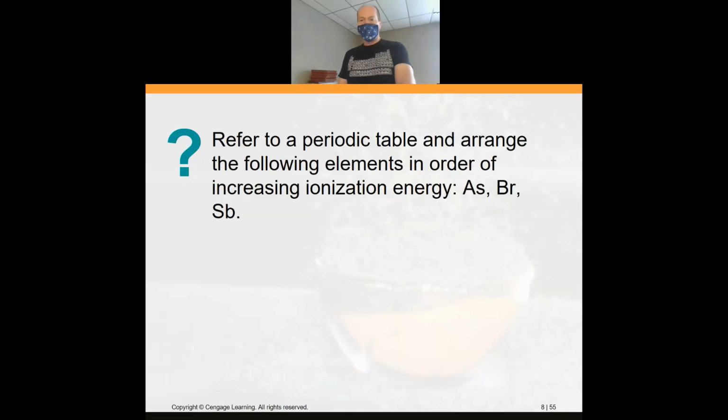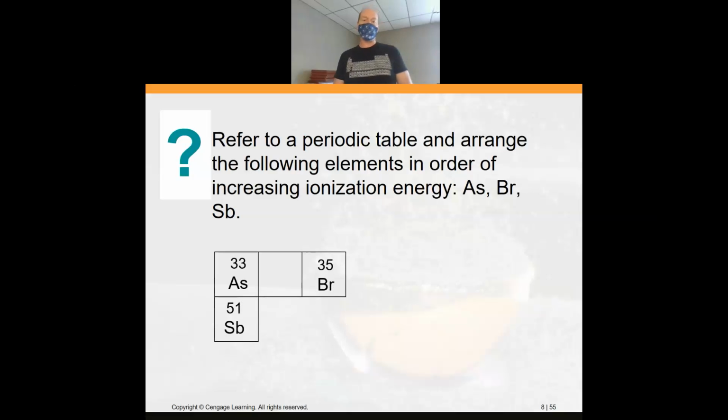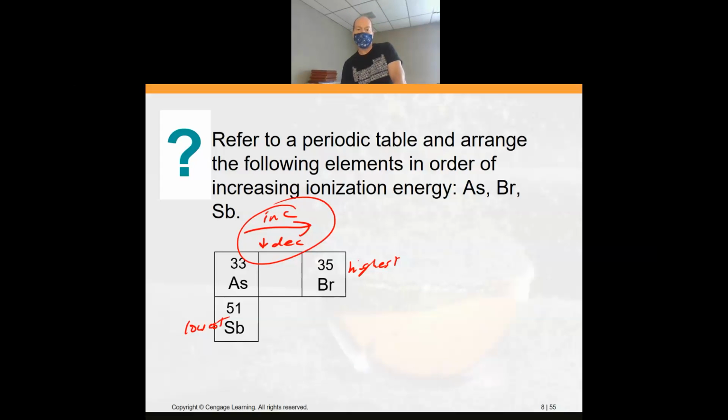So if we look at the periodic table, remember, this is an increase in your ionization, and this is a decrease in your ionization, and so this one would be the lowest, and this one would be the highest. So you have to know your periodic trends for your ionization energy. And so when it says to arrange the elements in order of increasing, that means you're going to list the Sb first, then the As second, and then the Br third. That would be in order of increasing ionization energies.